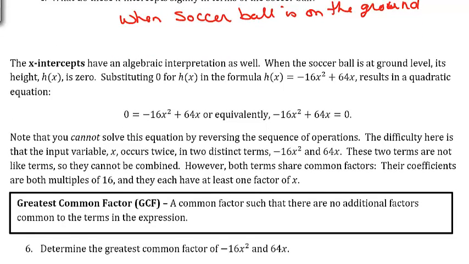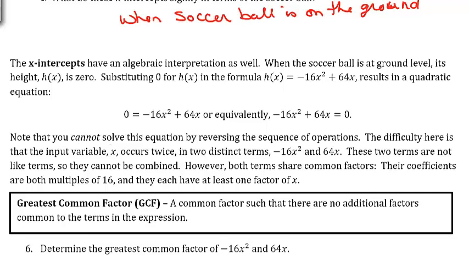Okay, the x-intercepts have an algebraic interpretation as well. When the soccer ball is at ground level, its height h of x is 0. Substituting 0 in for h of x in the formula h of x equals negative 16x squared plus 64x results in a quadratic equation. 0 equals negative 16x squared plus 64x, or, equivalently, negative 16x squared plus 64x equals 0.